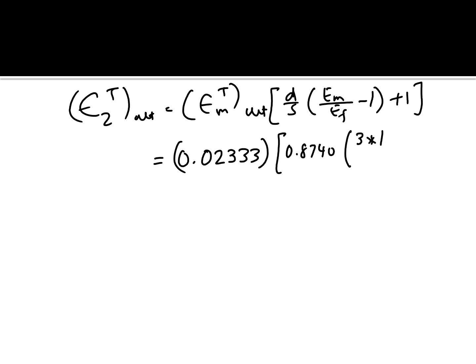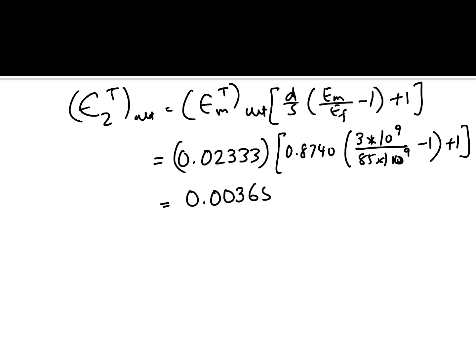Young's modulus of the matrix is 3 gigapascals. Young's modulus of the fiber is 85 gigapascals. And eventually this number turns out to be 0.003659.